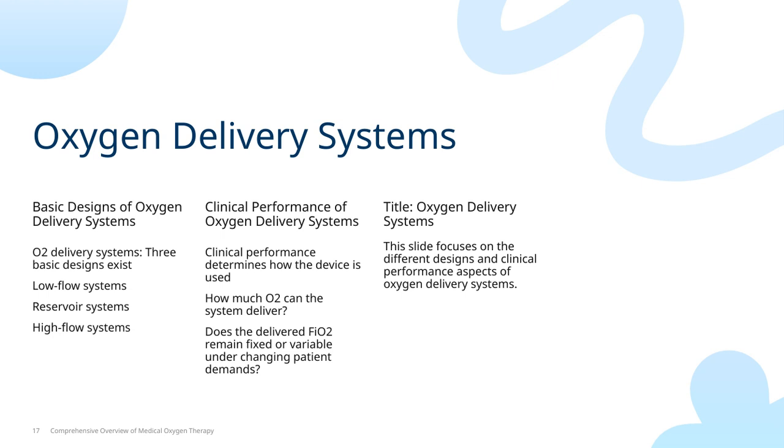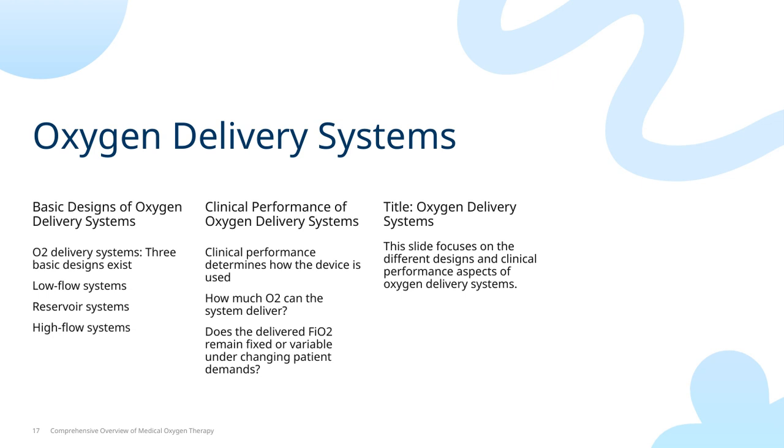Now, there are three basic designs of oxygen delivery systems we need to understand. The first is low-flow systems, which deliver oxygen at a rate that may not meet the total inspiratory flow of the patient, often resulting in a variable FiO2. Next, we have reservoir systems, which store oxygen and provide higher concentrations, making them more efficient in certain situations. Lastly, high-flow systems are capable of delivering a precise and consistent flow of oxygen, which is especially useful for patients with higher oxygen demands or irregular breathing patterns.